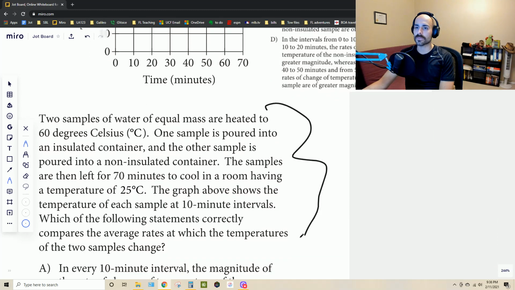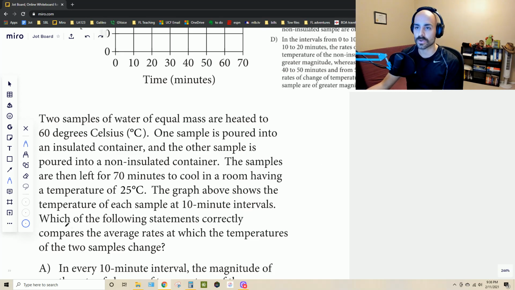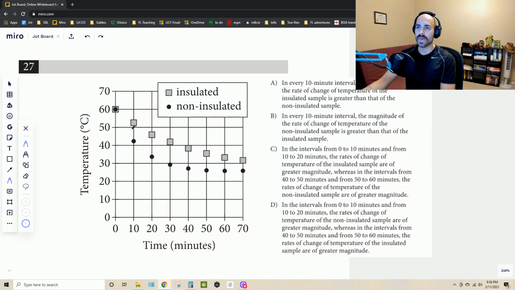This is similar to the ACT science section, where you can typically get away by just knowing what the question is, which is: which of the following statements correctly compares the average rates at which the temperatures of the two samples change? So how do these two graphs compare? Well, let's look at A.